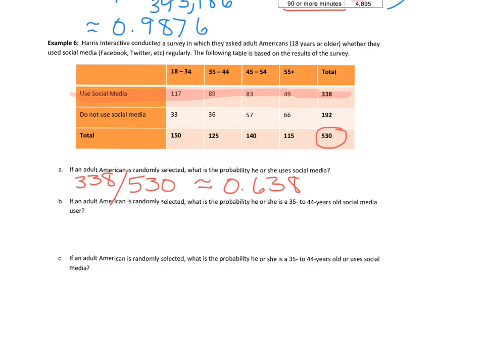Okay, let's compare that to the next one. If an adult American is randomly selected, what is the probability he or she is a 35 to 44-year-old social media user? All right, well, that's very specific, right? A 35 to 44-year-old social media user. Well, that's just this one cell. So we're kind of looking at the overlap, the probability that they're 35 to 44 years old and a social media user. Well, that's 89 over the total in the sample.